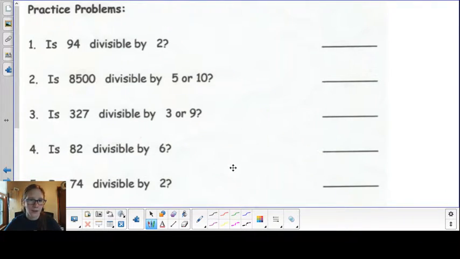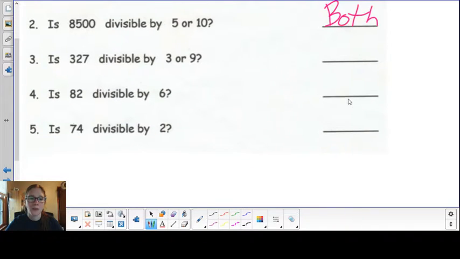So let's take a look at the following. Is 94 divisible by 2? Well, it ends in a 4. 4 is even, so my answer here is yes. Is 8,500 divisible by 5 or 10? Well, it ends in a 0, so it's divisible by 10, and it also ends in a 0, so it's divisible by 5. So in this case, it's both.